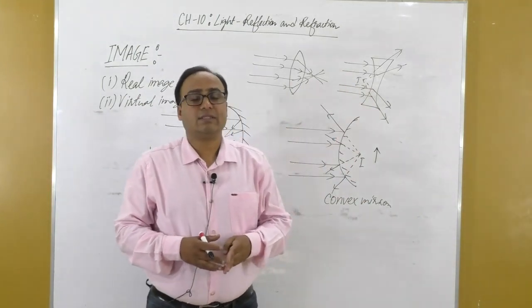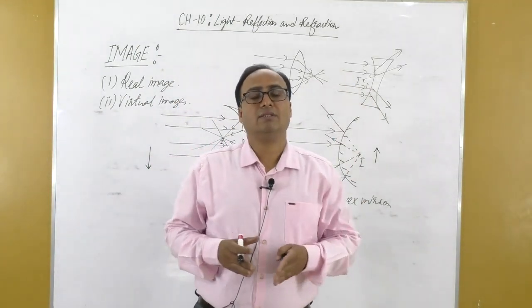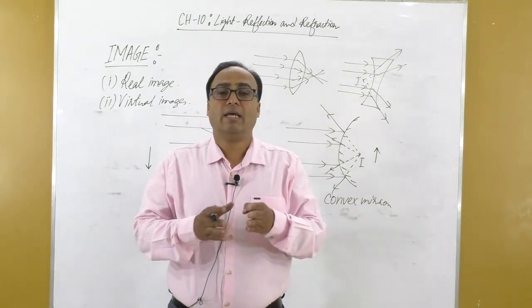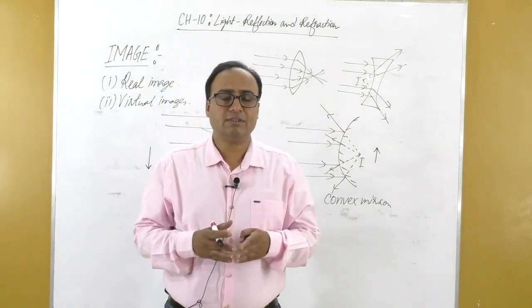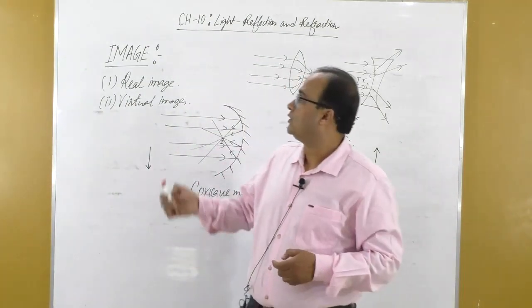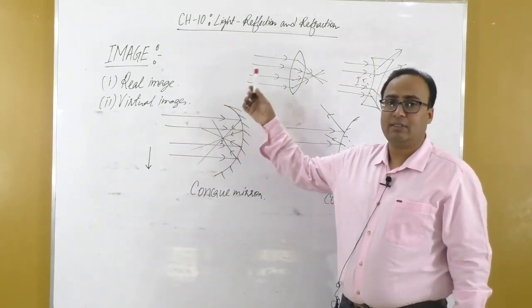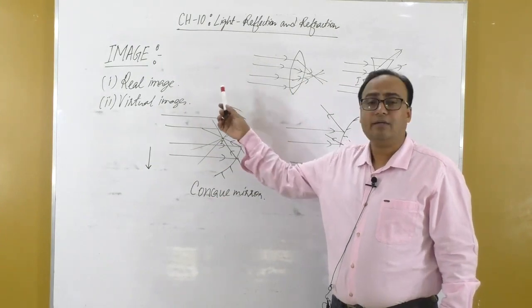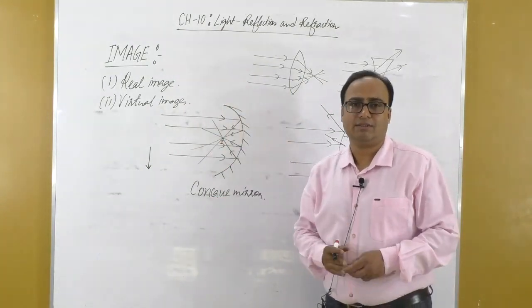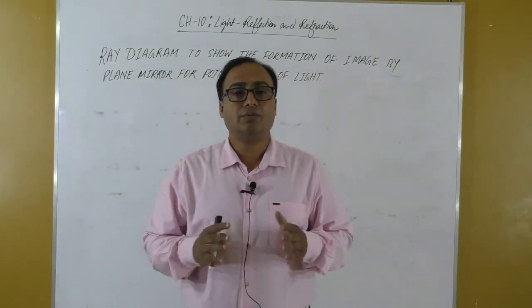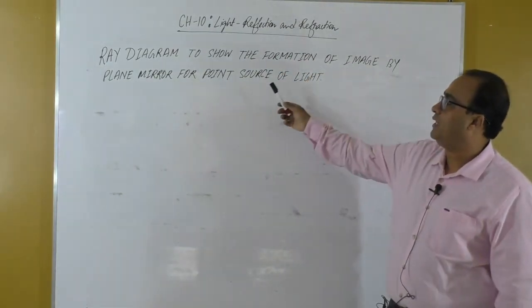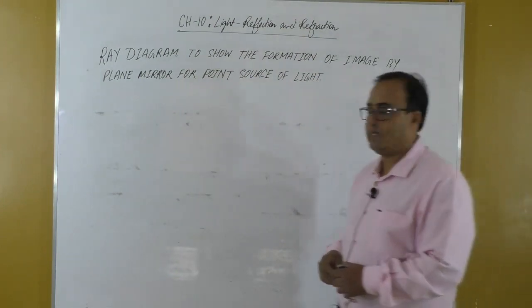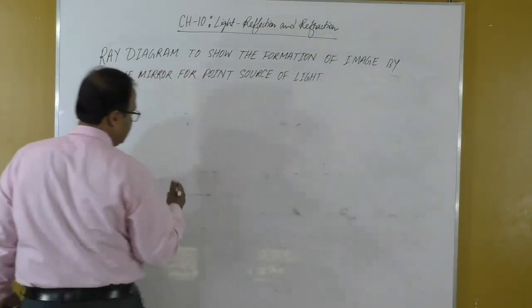So we discussed there are two types of images. They are real images and virtual images. And we also discussed the definitions and the difference between the two types of images. They are real image and virtual image. Now we'll discuss how to draw ray diagram to show the formation of image by plane mirror for point source of light or point sized object.